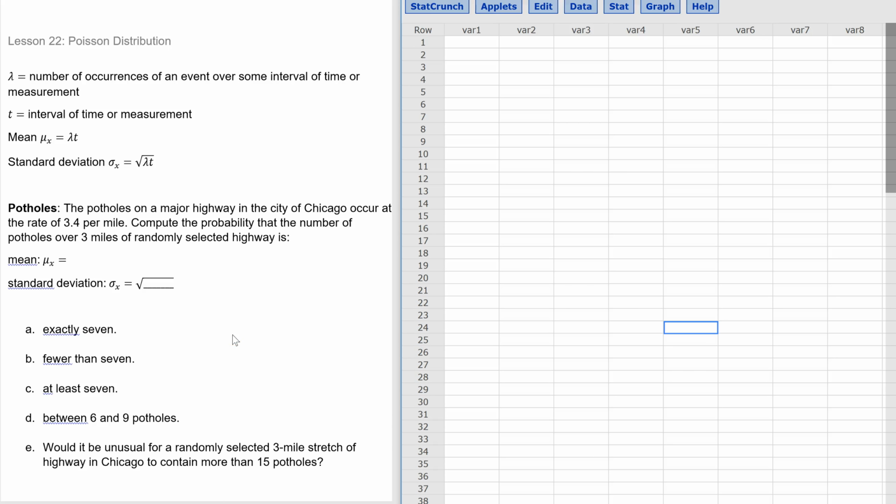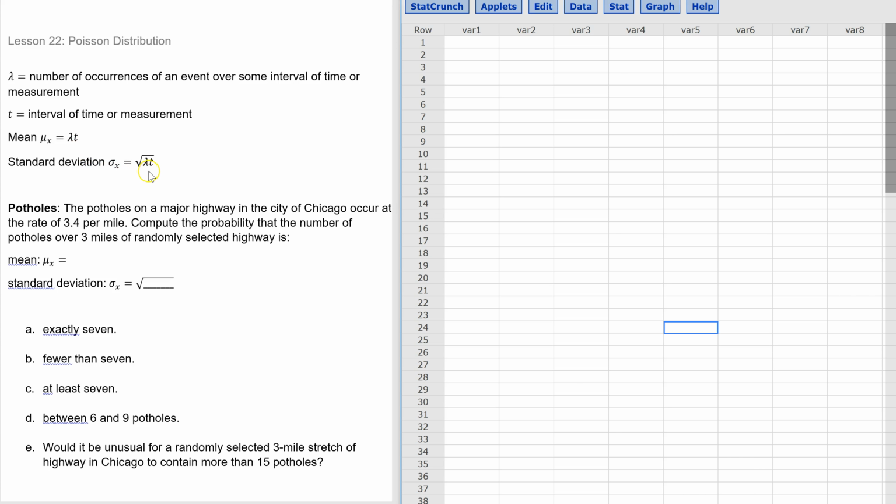This video on the Poisson distribution assumes that you have done some reading or video watching about it. The example in this video will just cover how to do certain calculations with technology. First of all, lambda is the number of occurrences of an event over some interval of time or measurement. T is the interval of time or measurement being considered. So the mean is calculated as lambda multiplied by t, and the standard deviation is the square root of that mean.